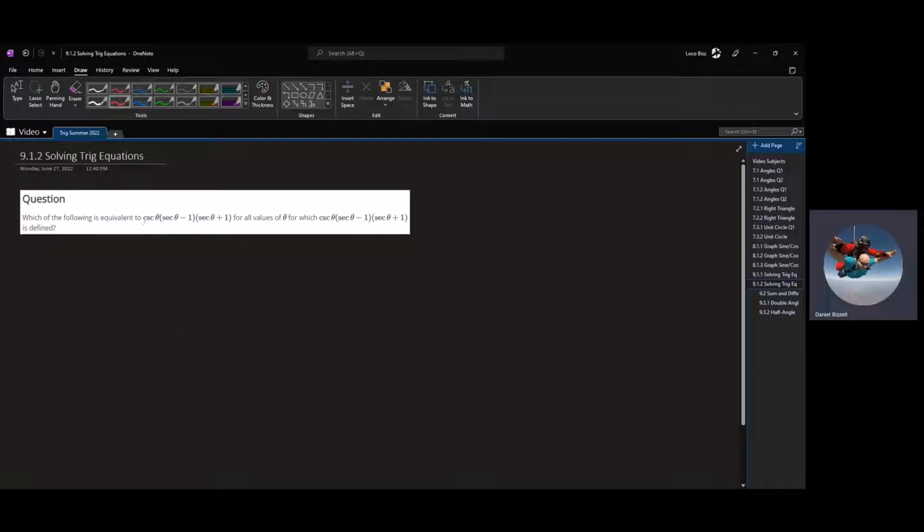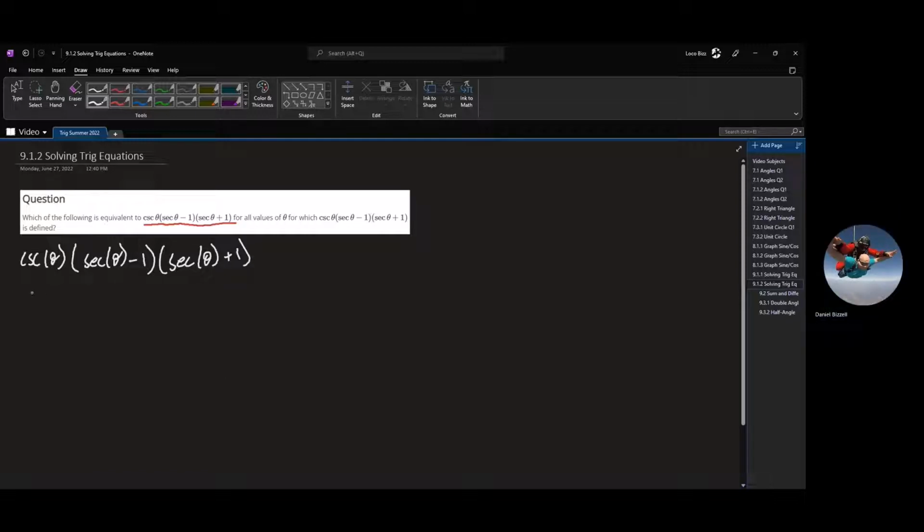For this problem, we need to simplify the expression that's given to us and see what we come out with. So we've got cosecant of theta times secant of theta minus 1 times secant of theta plus 1. Okay, so here we need to follow the order of operations and we need to FOIL out this parentheses.